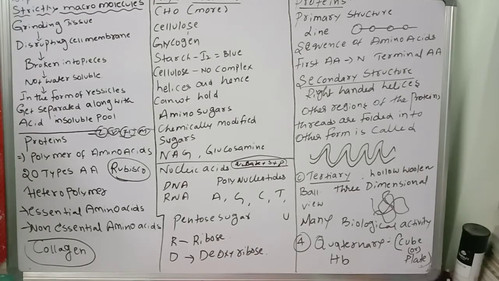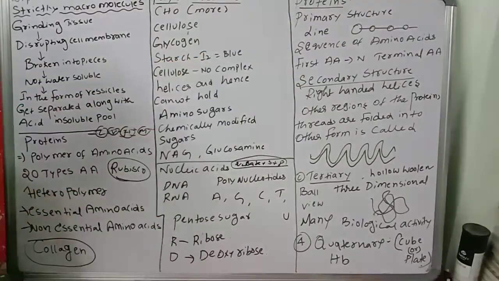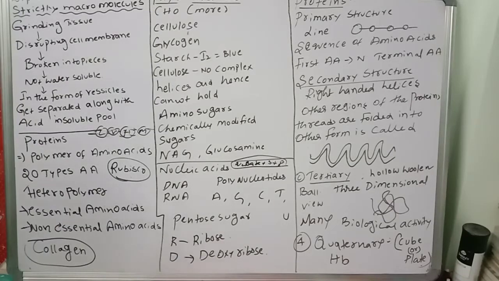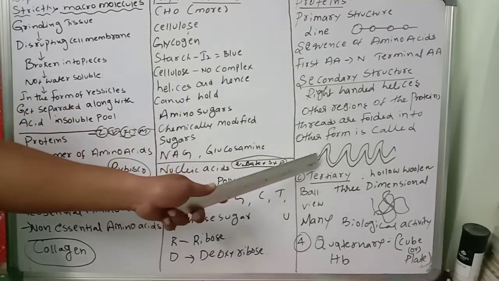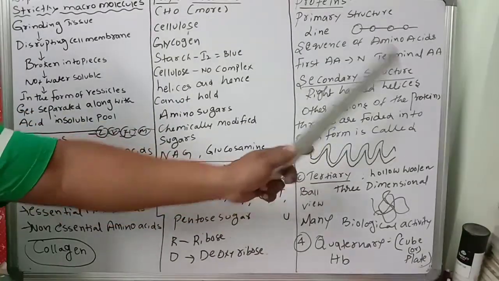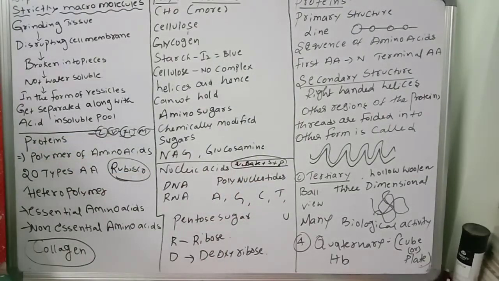So, like that, the proteins are there. The first amino acid is also called the N-terminal amino acid, and the last amino acid is called the C-terminal. They are rod-like, first linear, the primary structure. But there are foldings, like right-handed helices, where other regions of the thread are folded into another form. This kind of folding is called secondary structure.